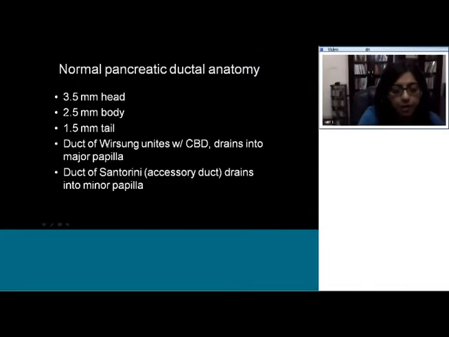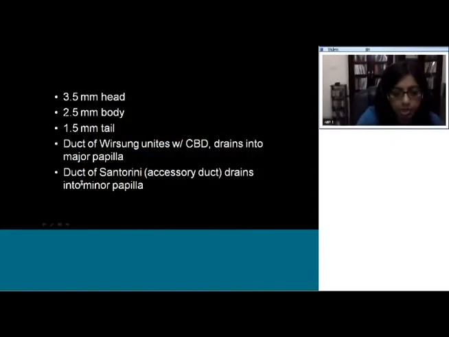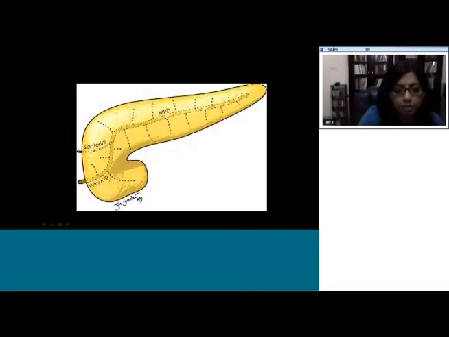The duct of Wirsung unites with the common bile duct and drains into the major papilla, which is this one here. This is the major papilla. And the duct of Santorini, also called the accessory duct, drains into the minor papilla, which is, this is the minor papilla, this is Santorini.